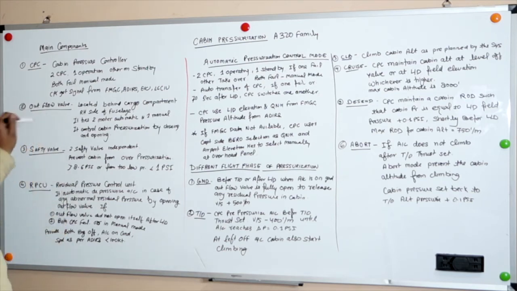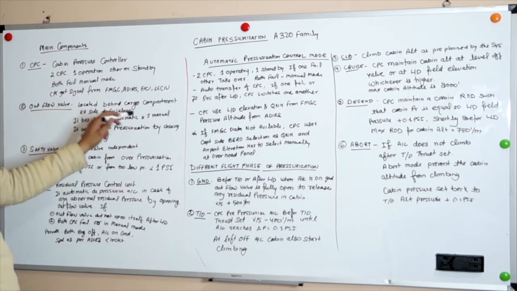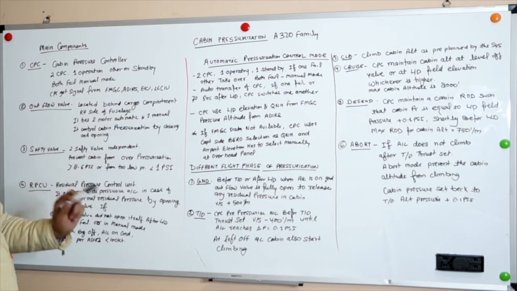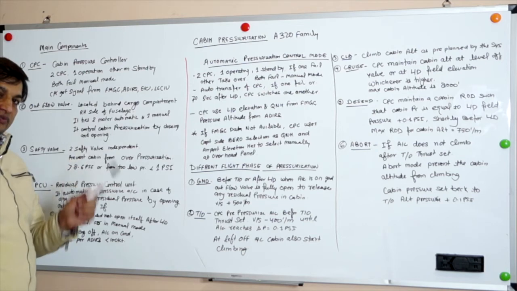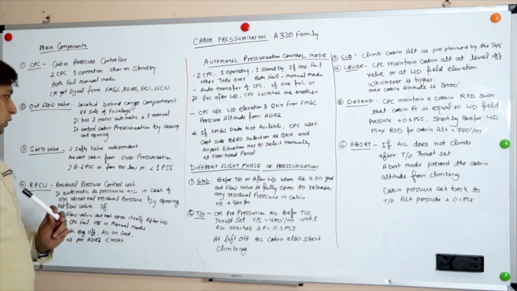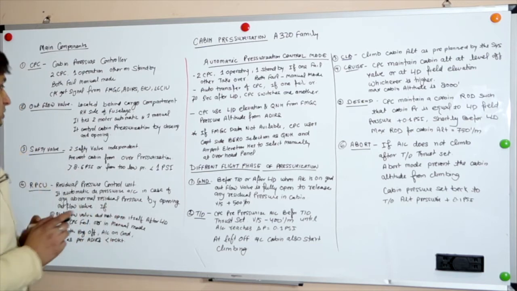Okay, now the second thing is the outflow valve. The main function is done by the outflow valve only. It is the main thing which maintains and controls the pressurization, and if it malfunctions, then everything goes. The outflow valve is located behind the cargo compartment, on the right side of the fuselage of the Airbus A320. It has two motors for automatic mode and one motor for manual mode, so in total it has three motors.